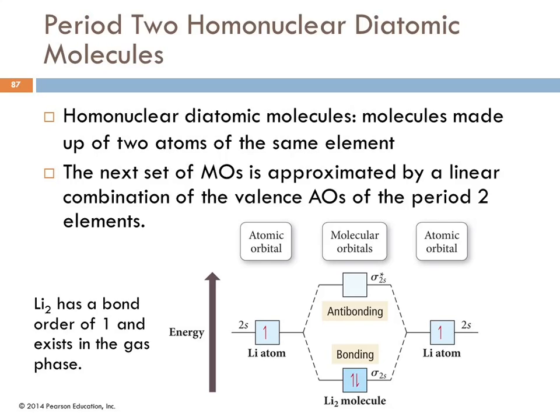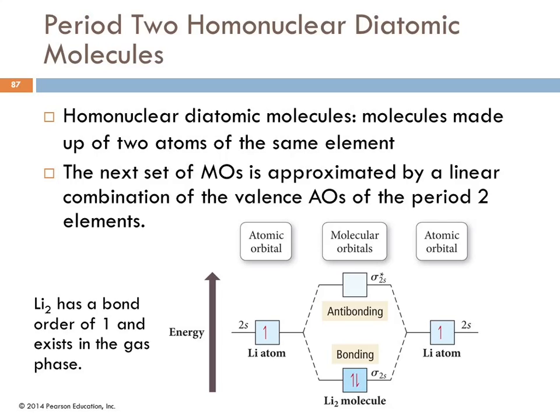Okay, back to this. Period 2, homonuclear diatomic molecules. Strange combination of words there. Period 2, that's row 2 in the periodic table. Homonuclear, meaning both nuclei are the same. Diatomic, there's 2 of them. Molecule, they're bonded together. Molecules made up of 2 atoms of the same element.